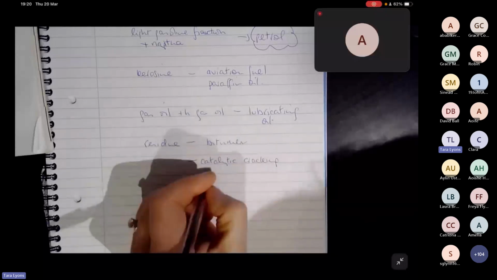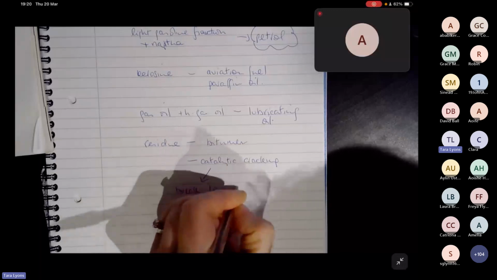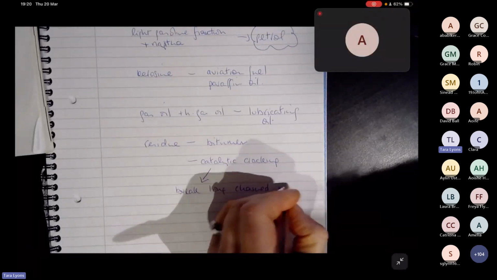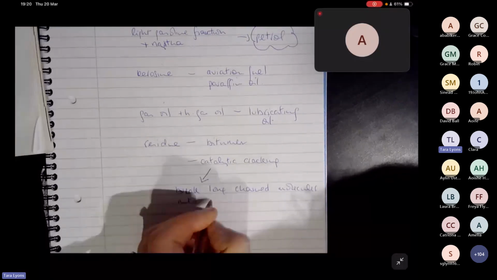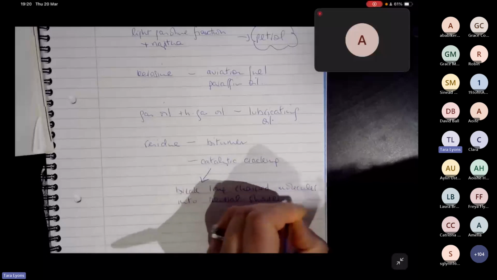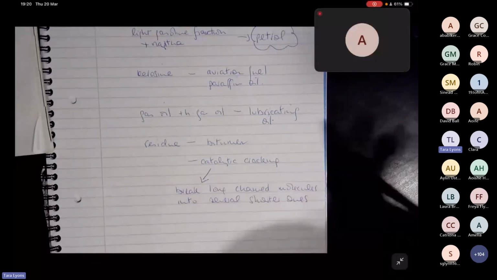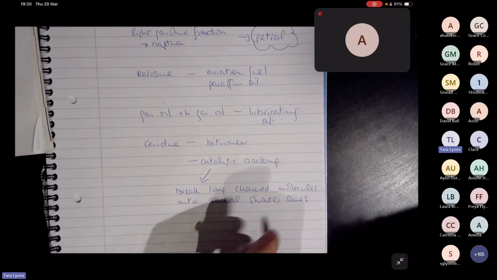Now, catalytic cracking is where you break long chained molecules into lots of shorter ones. Long chained molecules into several shorter ones. And the reason why we do that, folks, if you want to note, long chained molecules, there's only so much you can do with them, as in you can road surface, but there's a greater demand for short chained molecules.